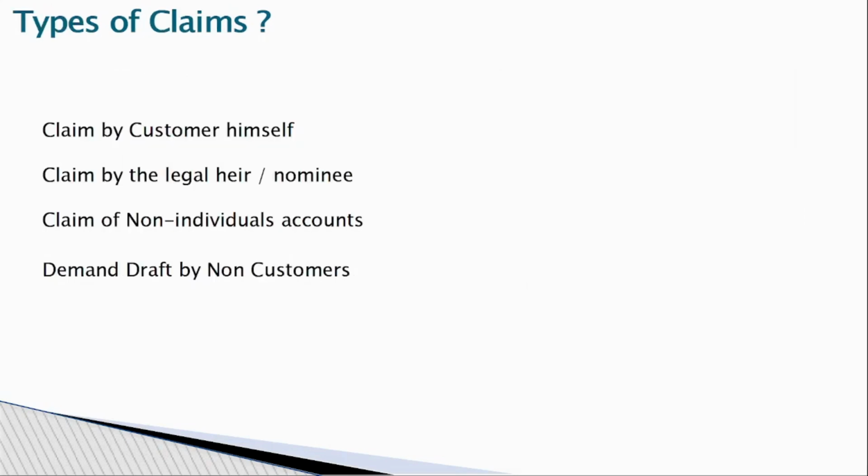So what are the types of claims? One is where the customer himself comes and asks for the claim. In some cases the customer has expired, then legal heirs or nominee can claim the funds. If it is an organization, so non-individual, if it is funds pertaining to joint partnership companies, then it should be claimed by the authorized signatories, or demand draft by the non-customers. Already we discussed, any non-customers also can come and claim their unclaimed deposits or inoperative account credit balance.